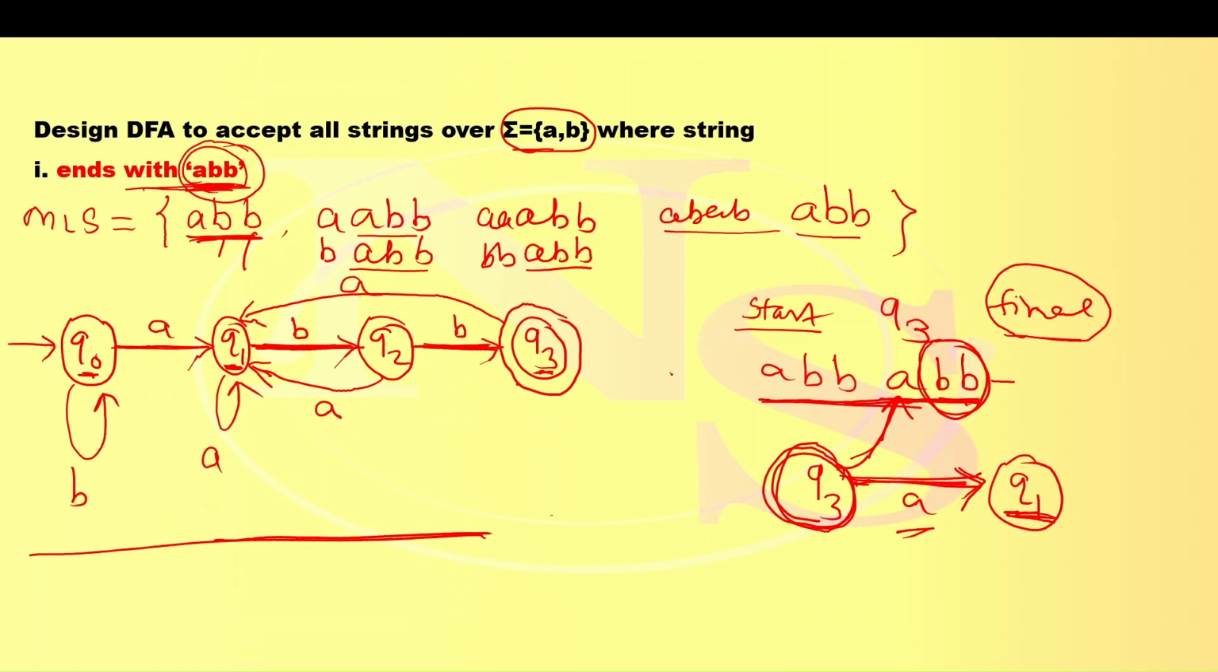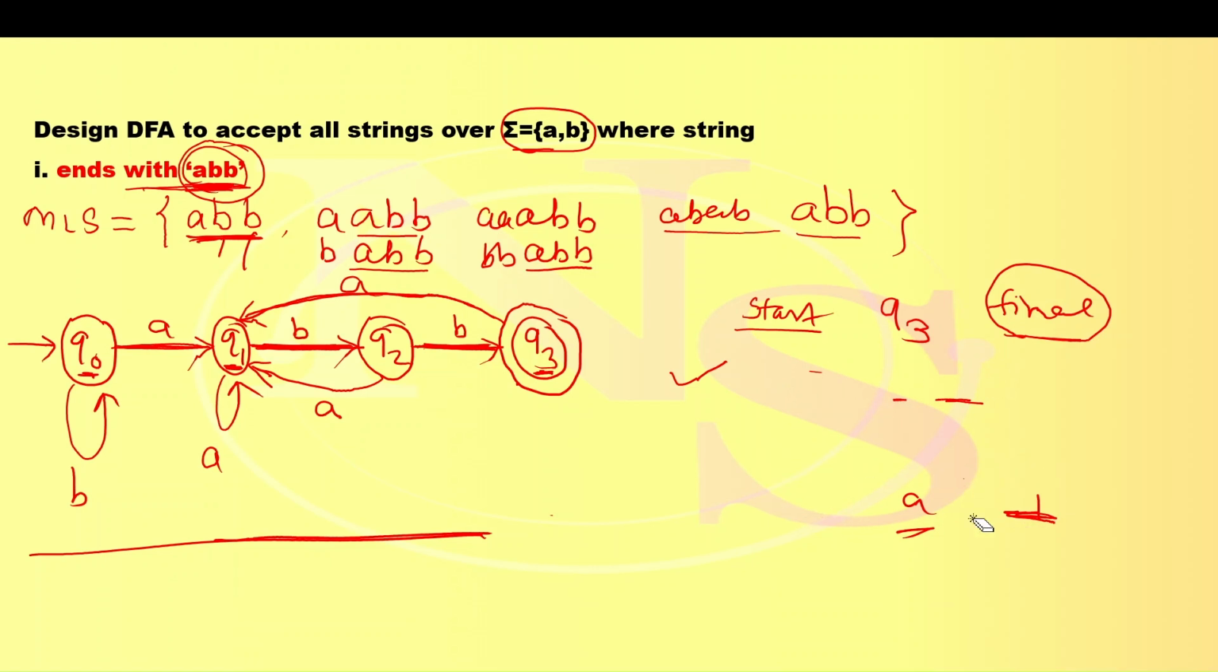If you want to verify, you can verify for this string ABB. First symbol A, B, B. Again A is coming, so it goes back to Q1 for A. Again B, reaching final. Now there is a transition for symbol A from Q3.